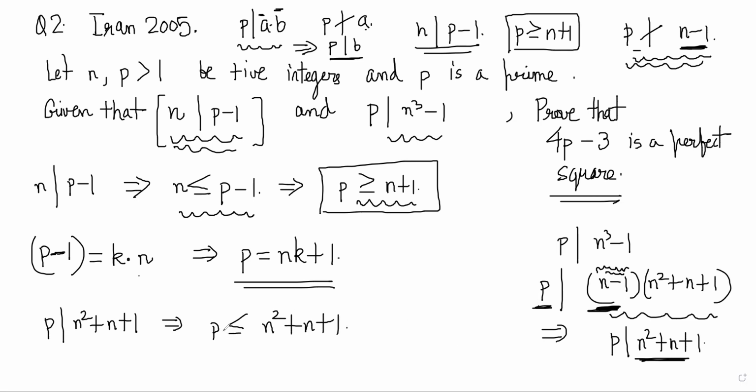Okay. So what was P? We can use P is nk plus 1. So we have nk plus 1 divides n square plus n plus 1. Here we are using the fact that P had come as nk plus 1 earlier, right? So we have nk plus 1 divides n square plus n plus 1. And now we will continue on the next screen.